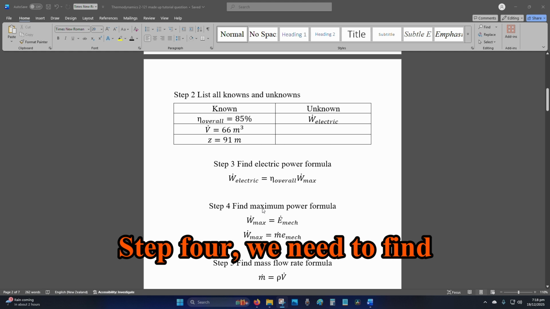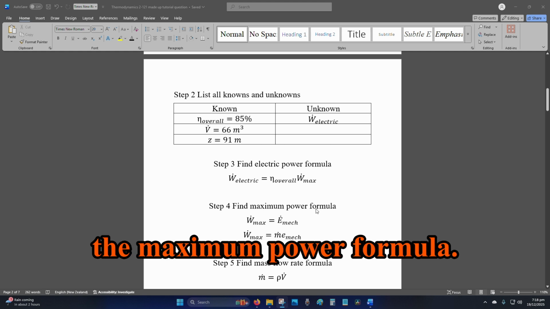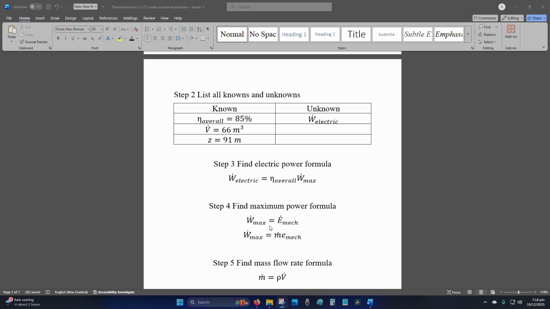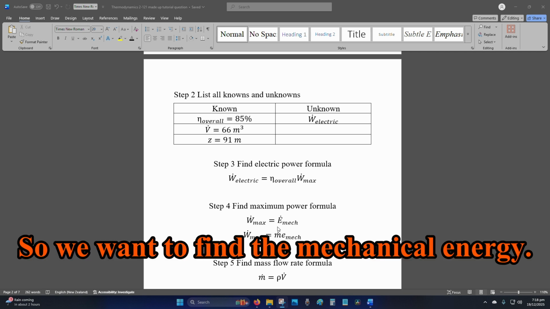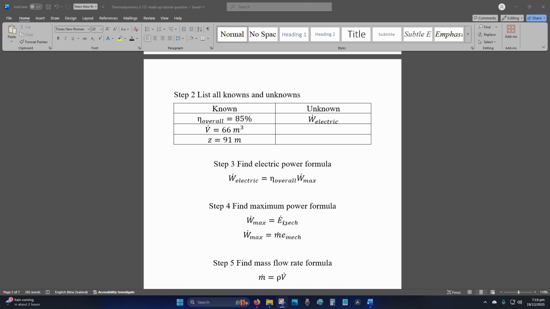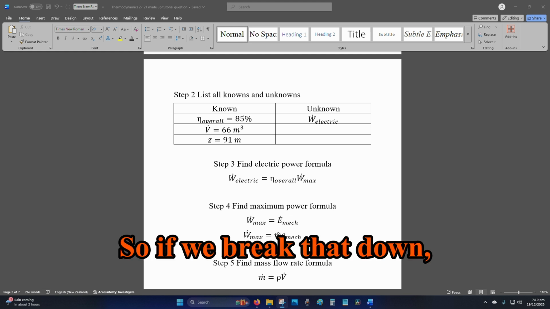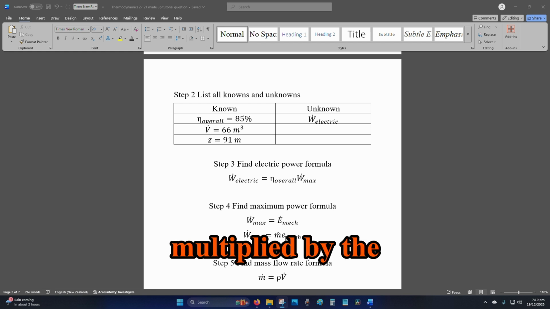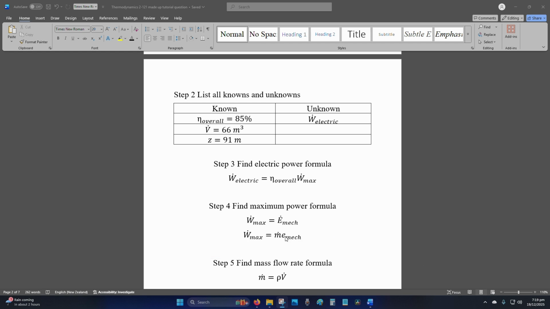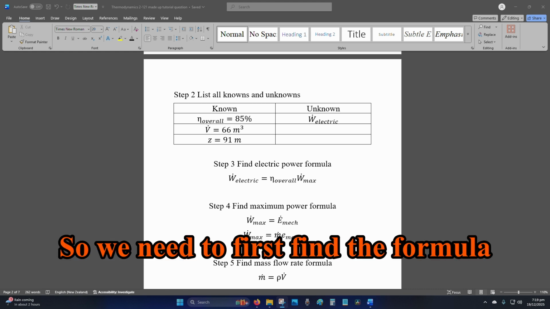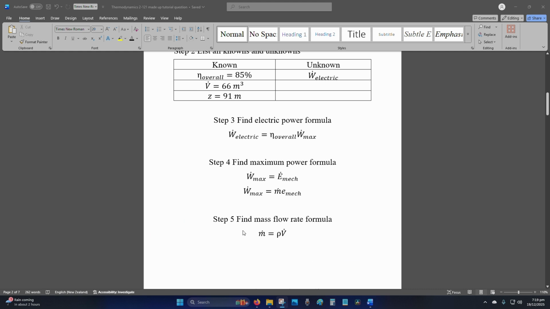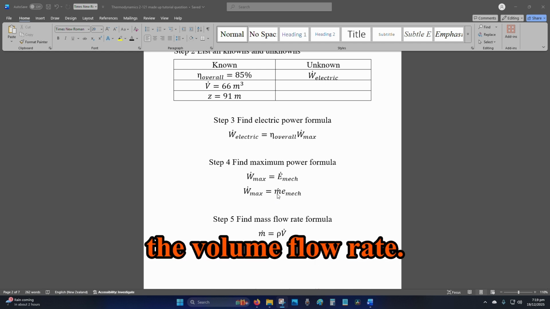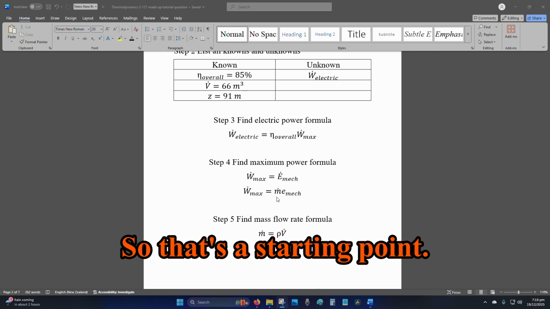Step 4, we need to find the maximum power formula. So we want to find the mechanical energy. If we break that down, it will be the mass flow rate multiplied by the specific mechanical energy. Both of these are unknown, so we need to first find the formula and then find out what they are. So let's start with the mass flow rate because they give us the volume flow rate, so that's a starting point.